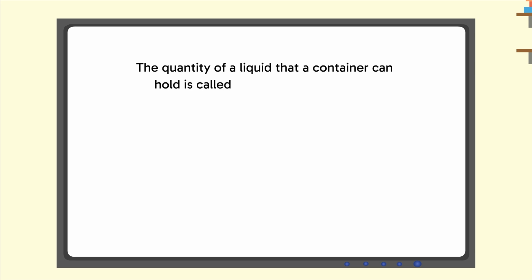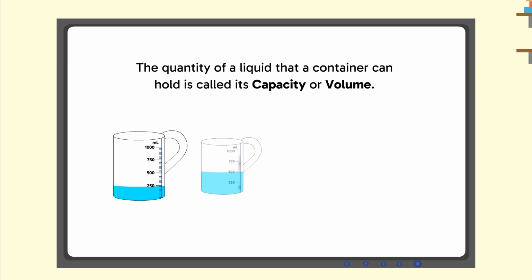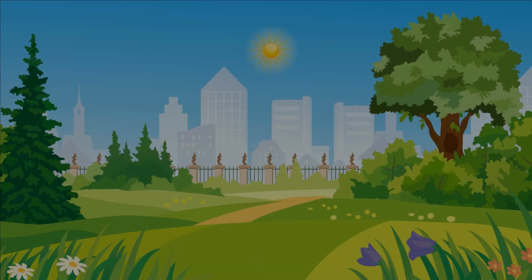Measuring capacity. The quantity of a liquid that a container can hold is called its capacity or volume. Here, vessels of different sizes used to measure different quantities are shown. A vessel marked with scales can also be used to measure quantities of liquid.